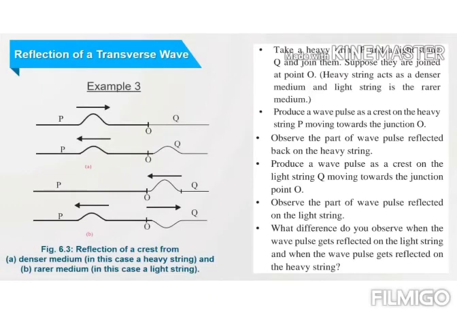Observe the part of the wave pulse reflected back on the heavy string. Produce a wave pulse as a crest on the light string Q moving towards the junction point O. Here, observe the part of the wave pulse reflected on the light string. What difference do you observe when the wave pulse gets reflected on the light string and when the wave pulse gets reflected on the heavy string? Try to find the reasons behind your observation.